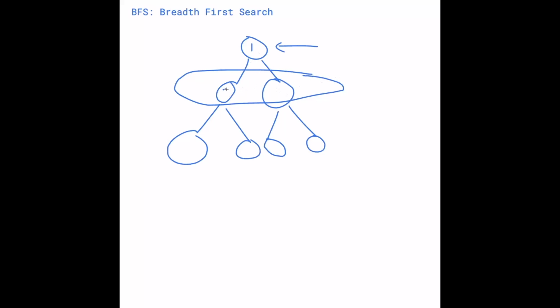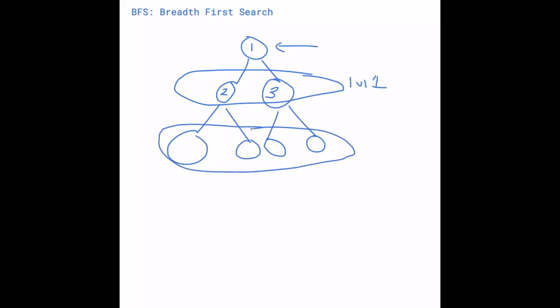So then we'll go to 2 and then 3. Once we do that, we've visited every node one step away from the parent node, which we can call level 1. And once we've visited all these nodes, now we can go to the next level.